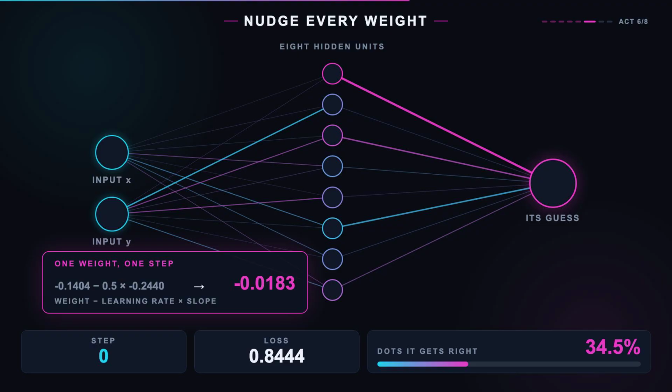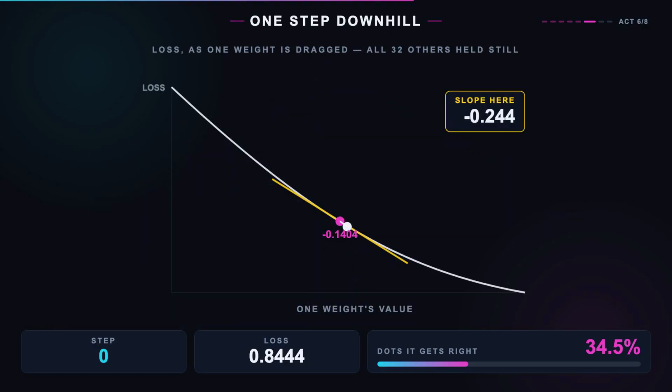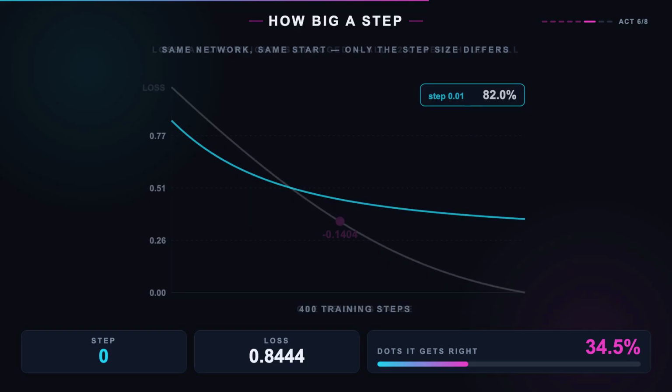This one was minus 0.14. After a single step, it is minus 0.02. Weight minus learning rate times slope. That is the entire update. There is nothing else in it. Look at where it landed on the curve. Slightly to the right, slightly lower. That is one step downhill, and it is the only move this whole system ever makes.